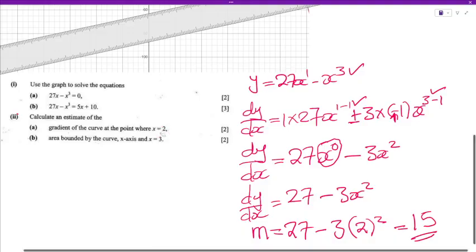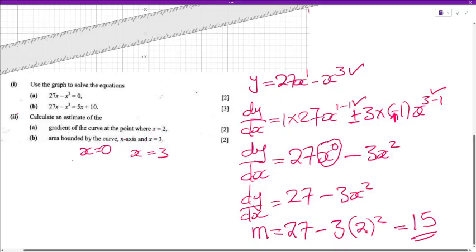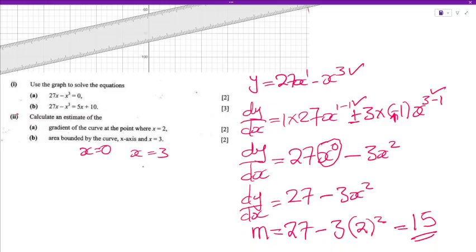Okay, we come to the last one, which is the area. We said whenever asked to find the area, it's integration. Area bounded by the curve and the x-axis. The x-axis is the same as y equal to 0, and then you have x equal to 0 and x equal to 3. So these are your x coordinates. Remember I said you integrate, and these will be your upper and lower limits. The important ones mostly for this question are the x coordinates. That's why you've noticed there is no y coordinate here.